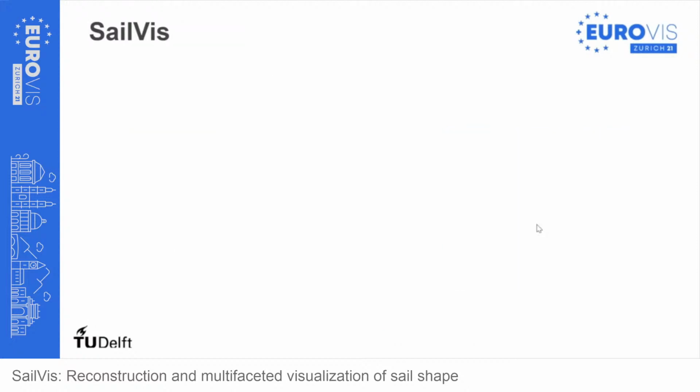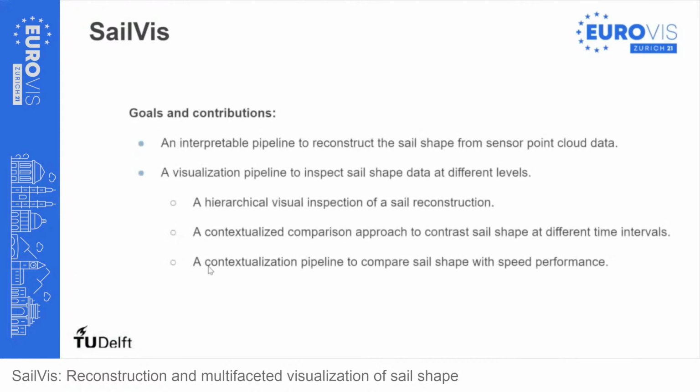In order to fill the gaps of the existing research in sail shape and sailing performance analysis, we developed SailVis, a multifaceted sail shape visualization aiming to support sailors investigate the optimum sail shape of certain weather conditions and enhance their training process. Our main contribution lies in the development of an interpretable pipeline to reconstruct the sail shape from the sensor point cloud data, and the visualization pipeline to inspect sail shape data at different levels.